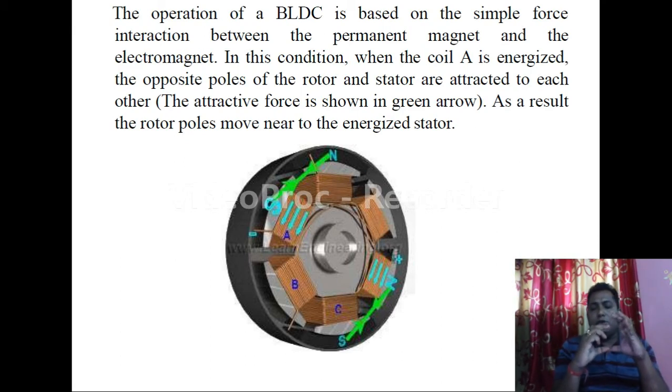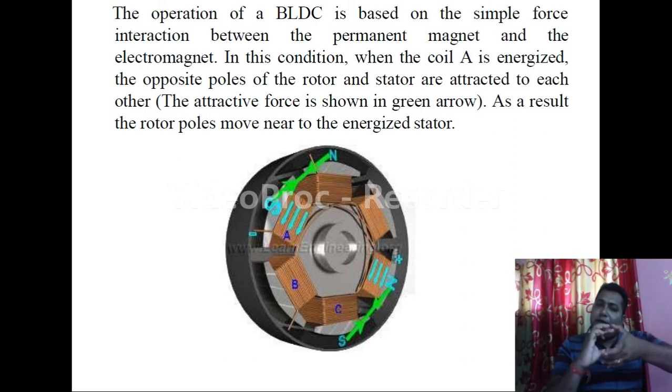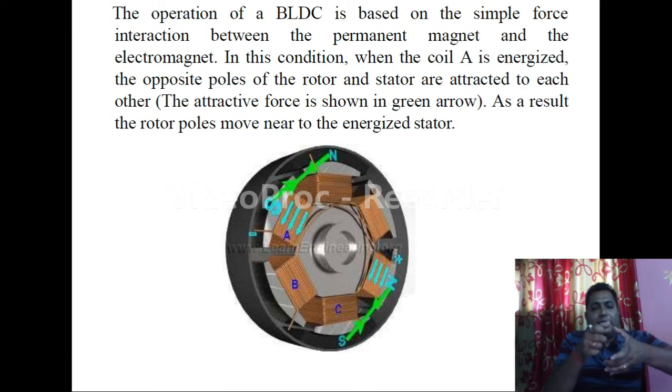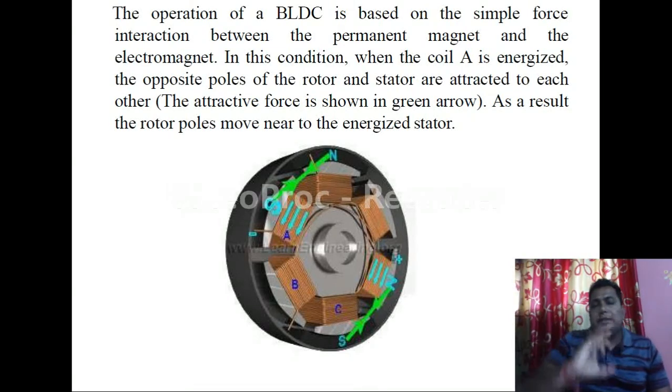So the north pole over the stator will attract which pole? The south pole. So what will happen? The rotor will rotate and the south pole will try to come over here. So there is an attraction force between them. After that, there is a second pole, so that pole will be energized, and if there is a south pole there, there will be a north pole. So again there will be attraction like this. Then again there is another pole. In this way, with this attraction, the rotor keeps moving, and it can be moved in any direction.